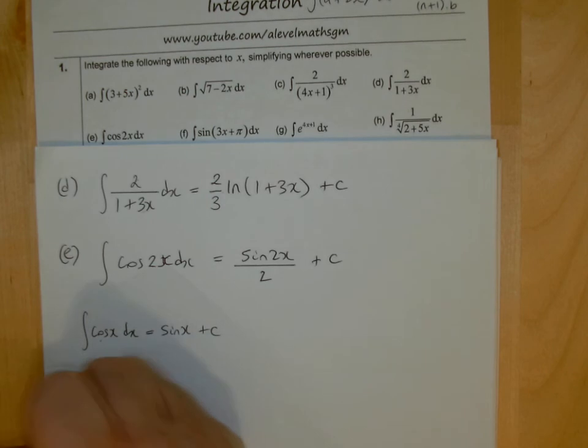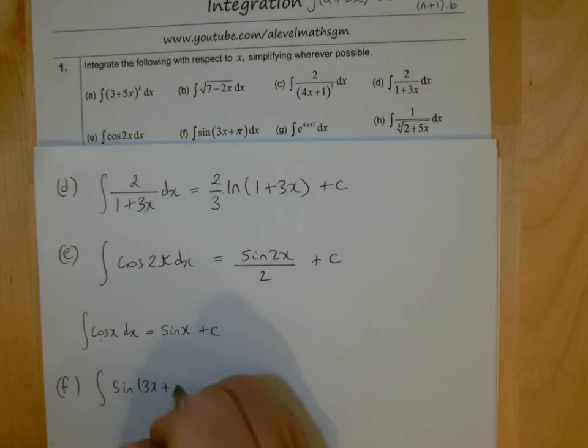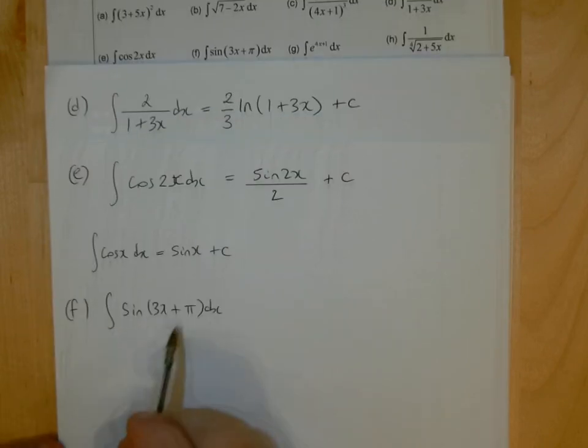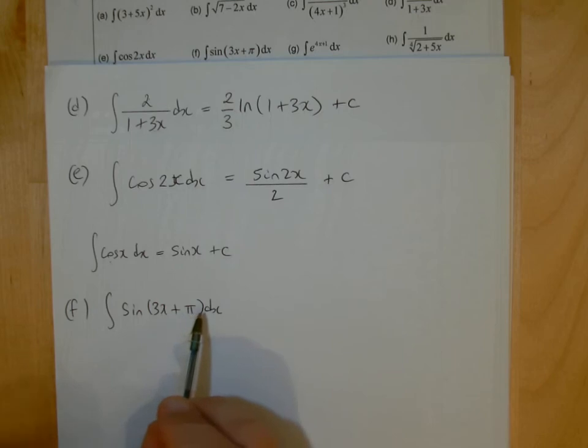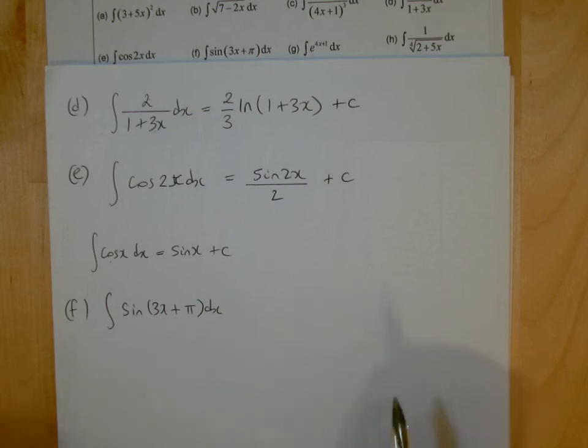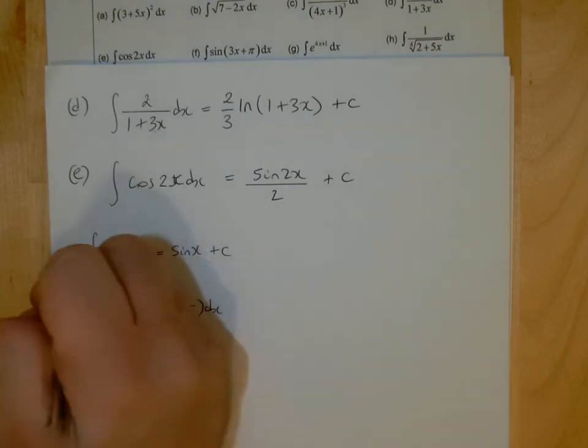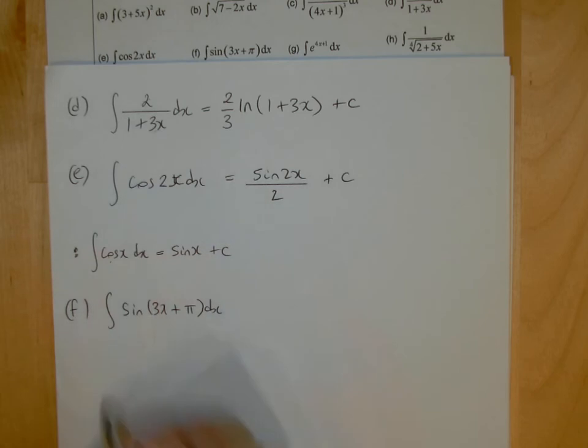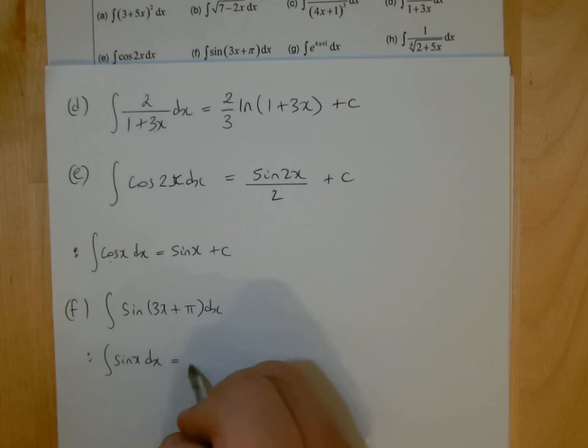So with f then, we've got the integral of sine 3x plus pi. Now, in this case here, that literally does mean the number pi, 3.14, etc. So don't worry about it, it's just a constant in this bracket. So we need to remember, just like we need to remember here, the integral of sine x dx. Well, the integral of sine x is minus cos x.